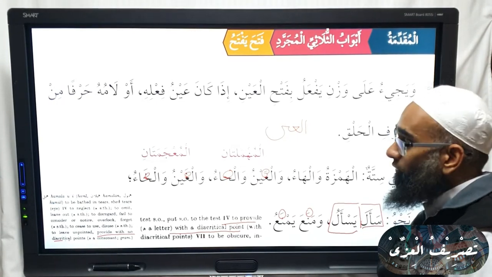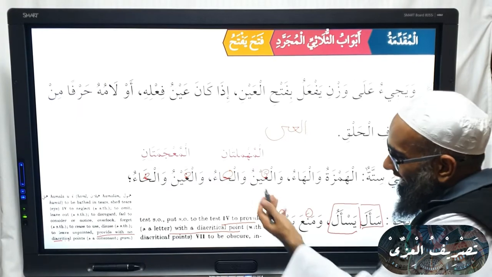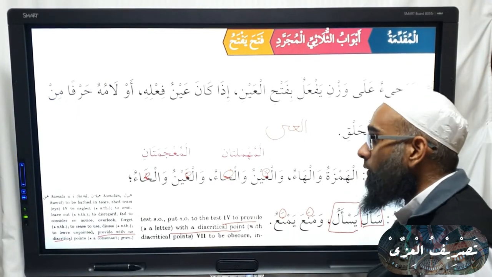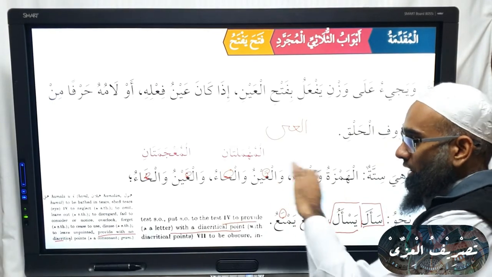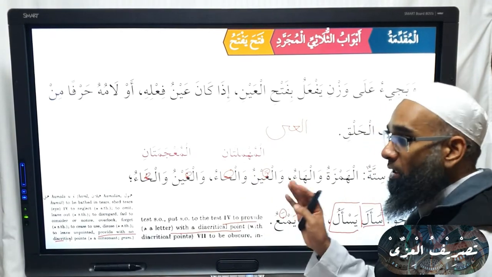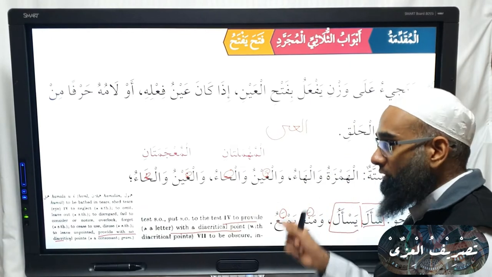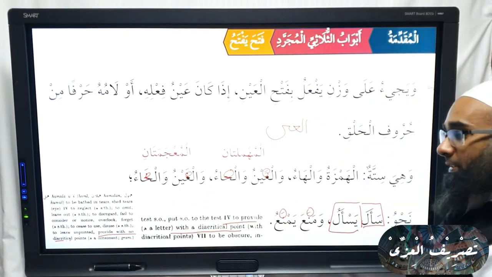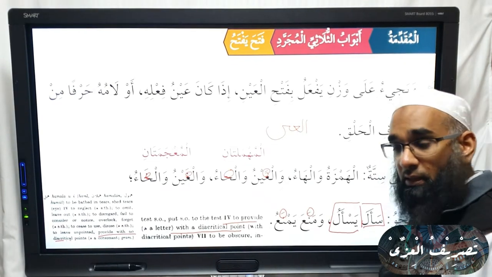So to avoid any confusion in writing, as long as it's not a typo it's not going to be a problem, but even nowadays you can get problems with typos. So to avoid typos the commentator says this is muhmalatan, meaning ayn and ha don't have dots, and these are ghayn and kha with dots. You got it so far?